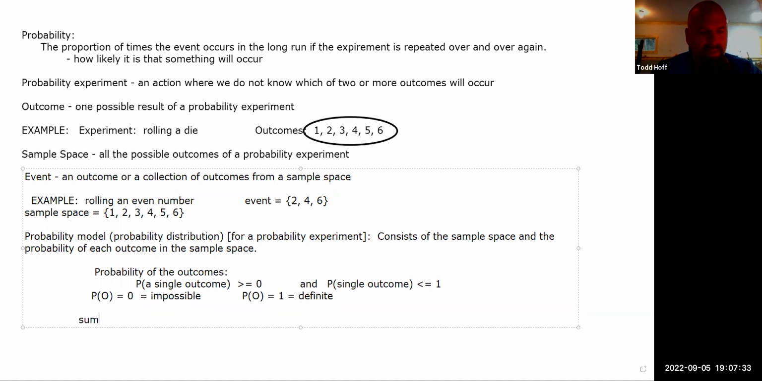The other condition: the sum of all probabilities of individual outcomes must add up to exactly 1. So if I'm rolling a die, P of 1 plus P of 2 plus P of 3 plus P of 4 plus P of 5 plus P of 6, that's the probability of each of the individual outcomes. They all must add up to be exactly 1 to be a valid probability distribution. Now, why is this so important? Well, because sampling from a population is a form of a probability experiment.